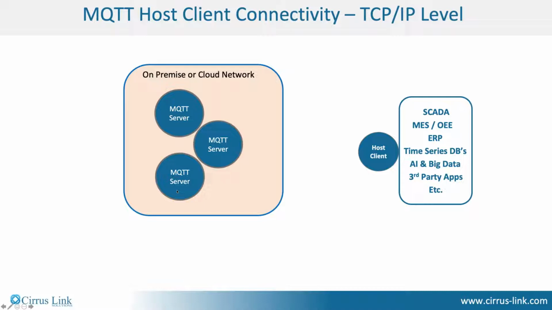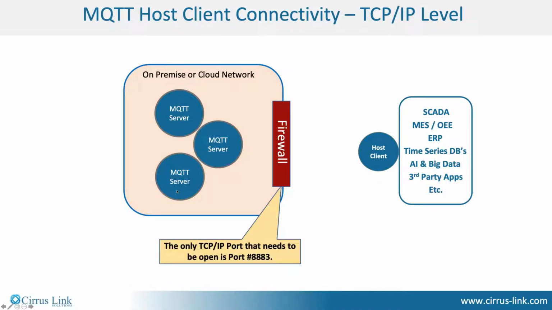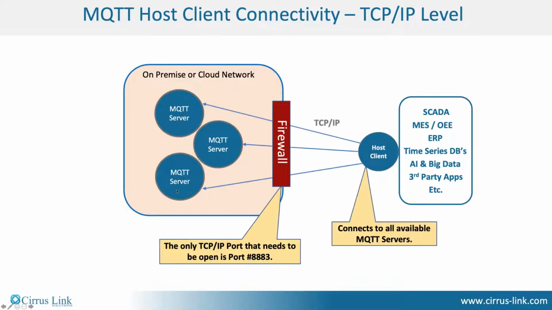Now we'll talk a bit more about host client connectivity. So here we're showing the host client on the right, and the collection of servers on the left, firewall at the server side. Again, the only port that needs to be open here is going to be 8883. So this host client, a little different than the edge client, is going to make a TCP/IP connection over TLS to all available MQTT servers.